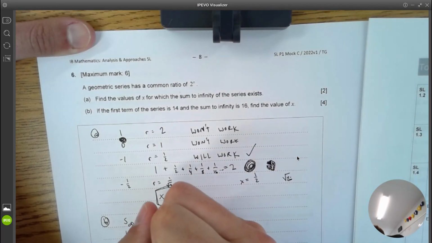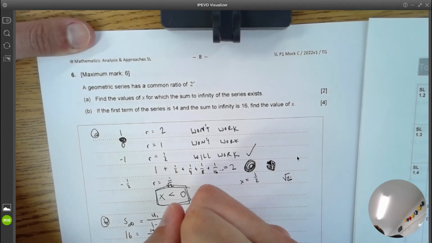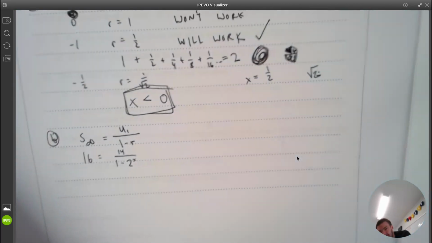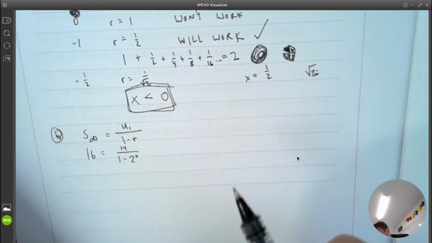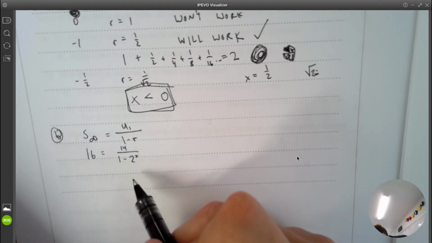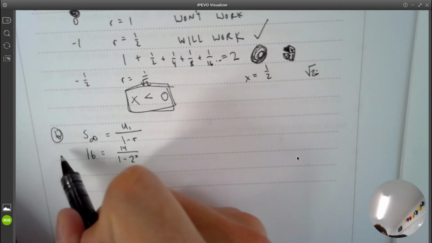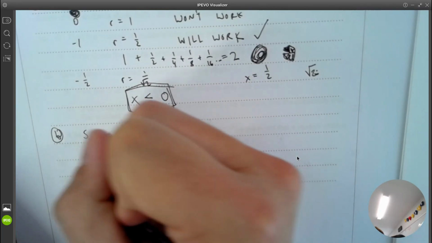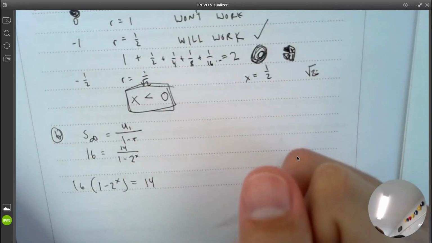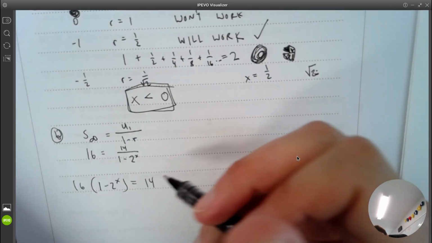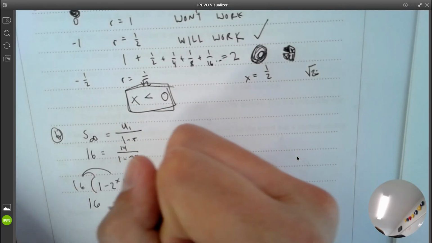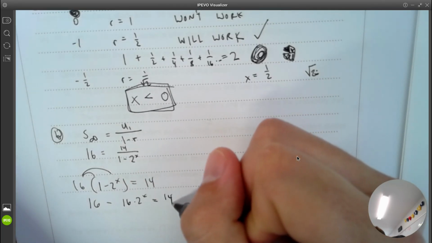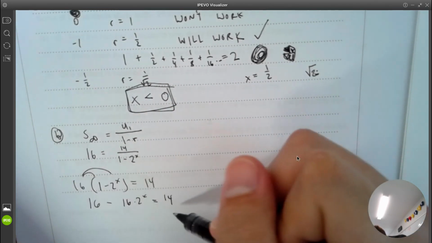The sum to infinity is 16. The first term is 14. 1 minus r. The ratio is 2 power x. It's not just a regular old r. It's 2 power x. Now I just need to solve this, so I'm going to go ahead and multiply this to the other side. 1 minus 2 power x times 16 is equal to 14. Maybe I'll distribute this. 16 minus 16 times 2 power x is equal to 14. I'd probably subtract 16 to the other side.